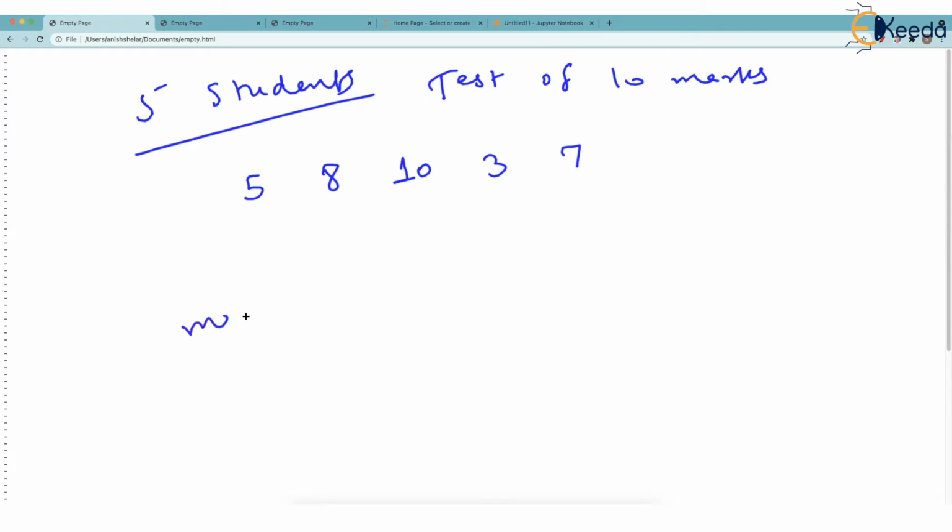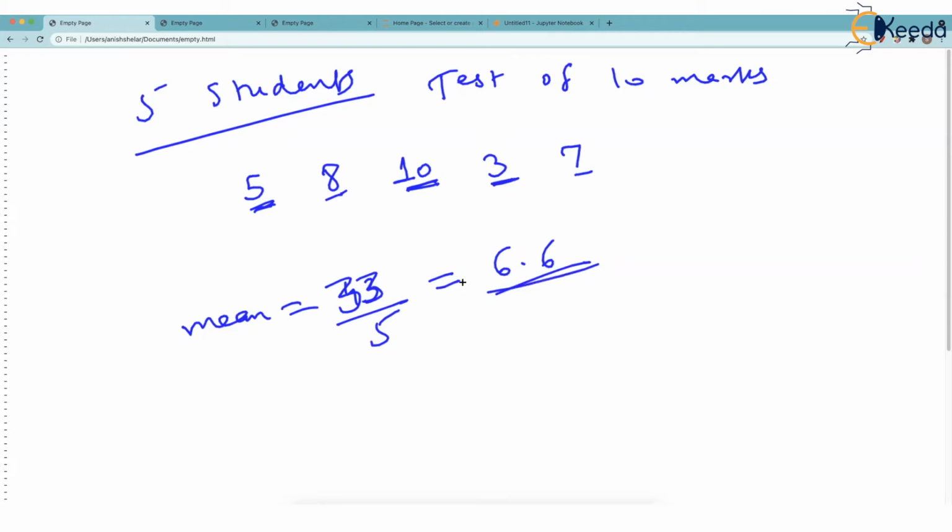Now you know that the mean is going to be the addition of all these. Give me some time. 13, 33, 36, 36 plus 7 will be 43, if I'm not wrong. Correct me if I'm wrong. 43, correct? 13, 23, 33. Thank you. 33 upon 5 will be the mean. 5 6s are 30, point 5 6s are 3. So 6.6 is the average. Correct? 6.6 is the mean score.